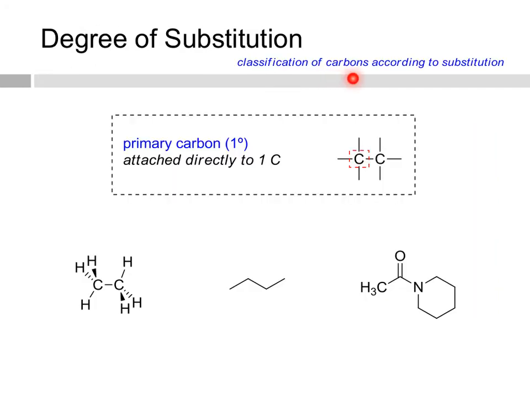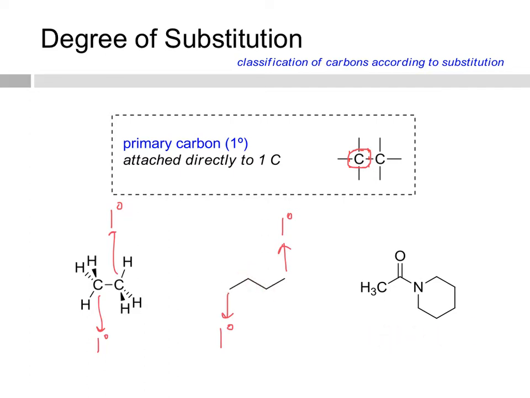We can classify carbons according to their substitution, and we call this the degree of substitution. A primary carbon is attached directly to one other carbon, and we abbreviate this as 1 with a degree symbol. So this is an example of a primary carbon because it is attached to one other carbon. In ethane, both of these are primary carbons because they're each attached to one other carbon. In butane, the terminal carbons are primary carbons because they are attached to one other carbon. The internal carbons are attached to 2 carbons, so they don't qualify as primary carbons.